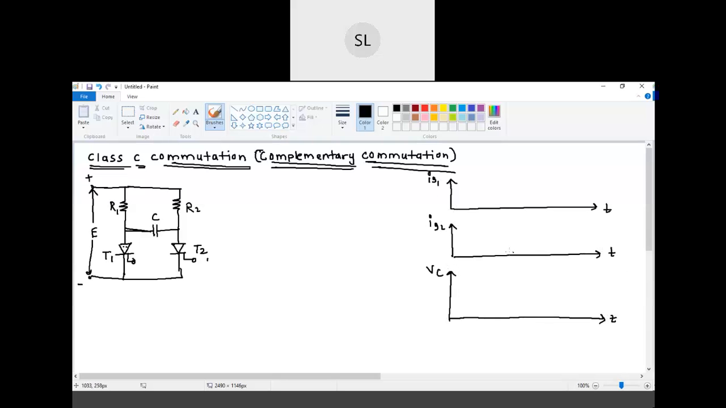See now, at t is equal to 0, we'll provide a triggering signal to thyristor T1. I'll draw here step by step. At t is equal to 0, we'll provide a gate signal to T1 so that it will be turned on.